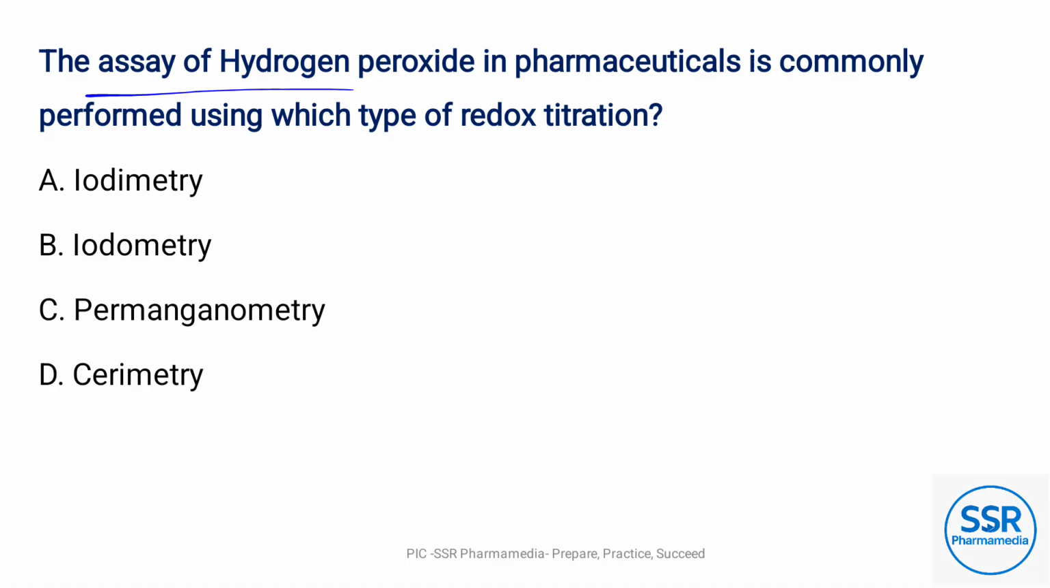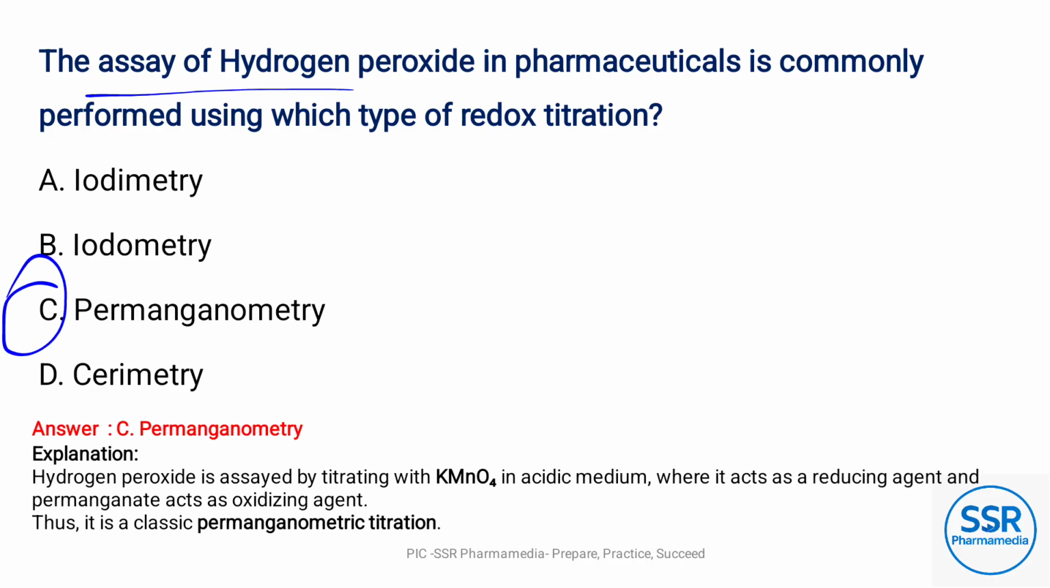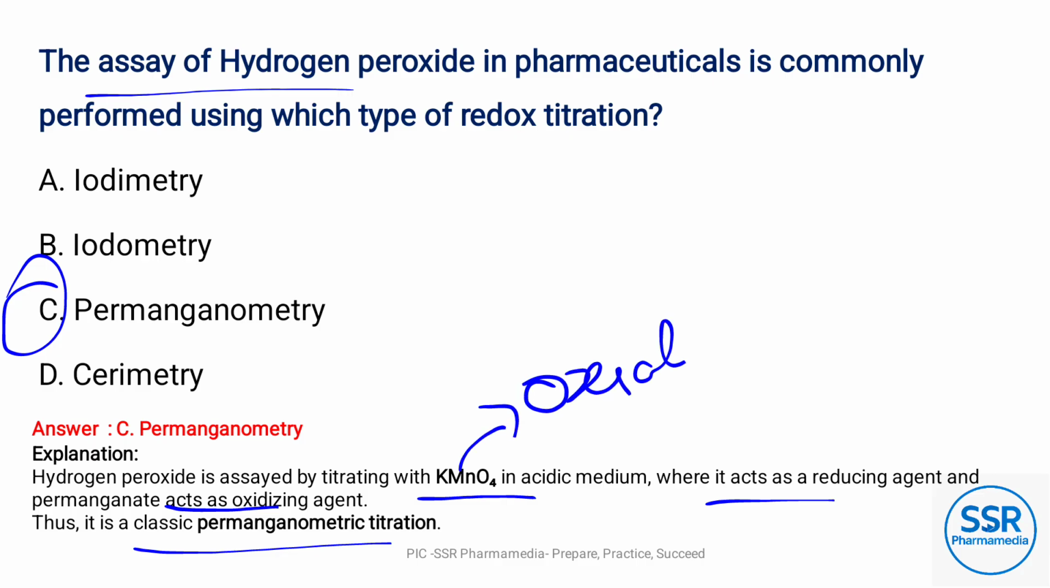The assay of hydrogen peroxide in pharmaceuticals is commonly performed using which type of titration? Option C, permanganometry. Hydrogen peroxide is assayed by permanganometry in acidic medium, where it acts as a reducing agent and permanganate acts as an oxidizing agent. So here potassium permanganate acts as an oxidizing agent and hydrogen peroxide as a reducing agent.